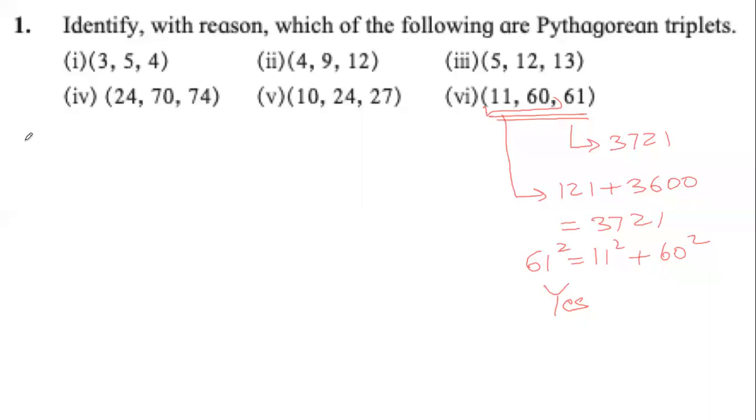Now, finally, if you look at number 4, it's not like I don't like number 4, but they have a big number, so I kept it to the last. So the triplet now is 24, 70, and 74. Clearly, the biggest number is 74. And to find the square of 74, we will multiply 74 with 74.